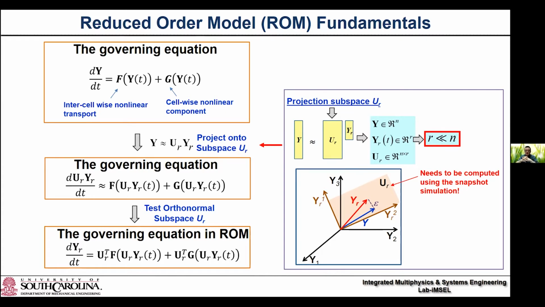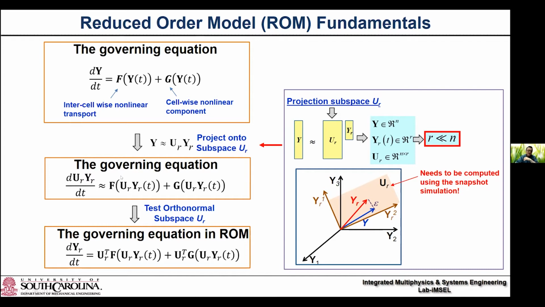However, unfortunately, a lot of times in order to calculate this subspace, this UR, this projection subspace, you need to run a snapshot simulation. That's the reason why the ROM will not come for free. You have to run a snapshot simulation to get this UR first. Now let's say we do find this UR transformation, then we can project this equation onto this subspace.